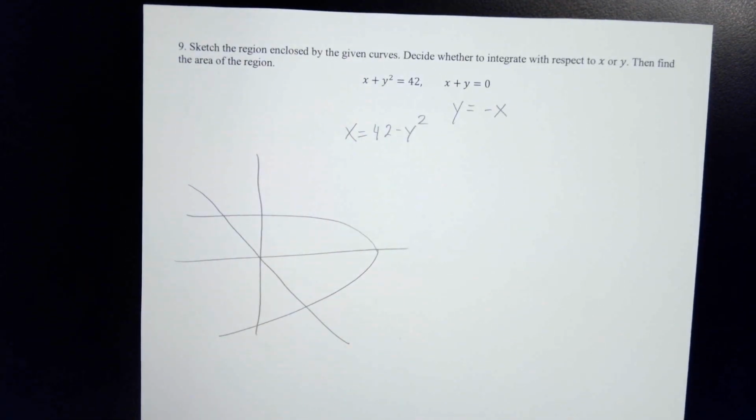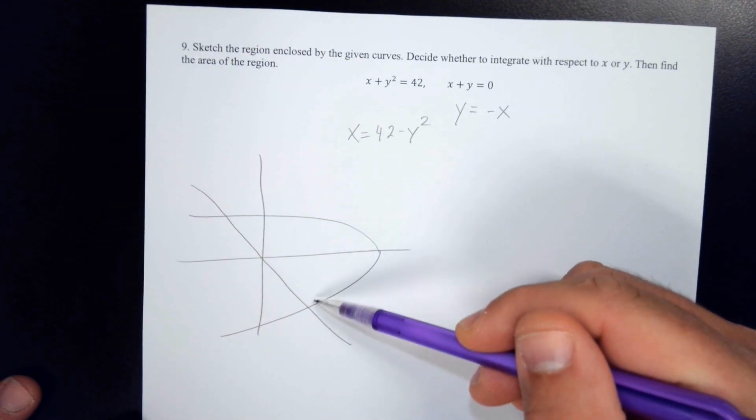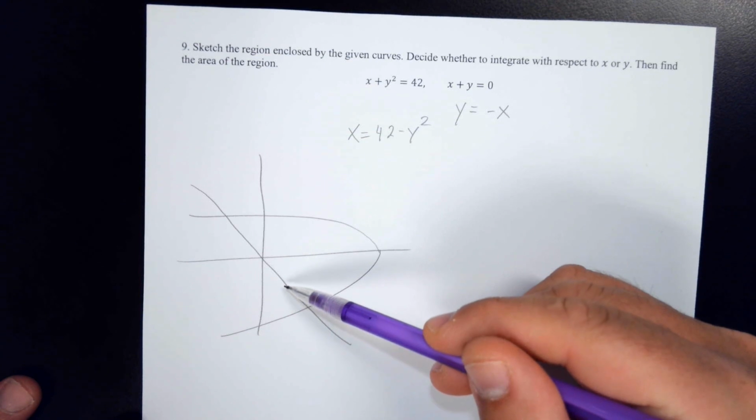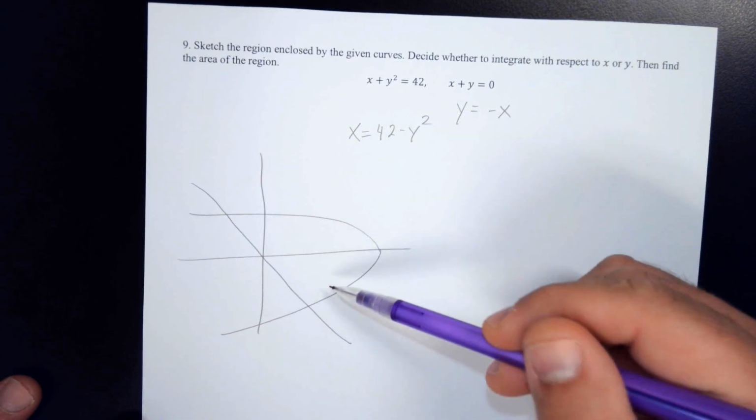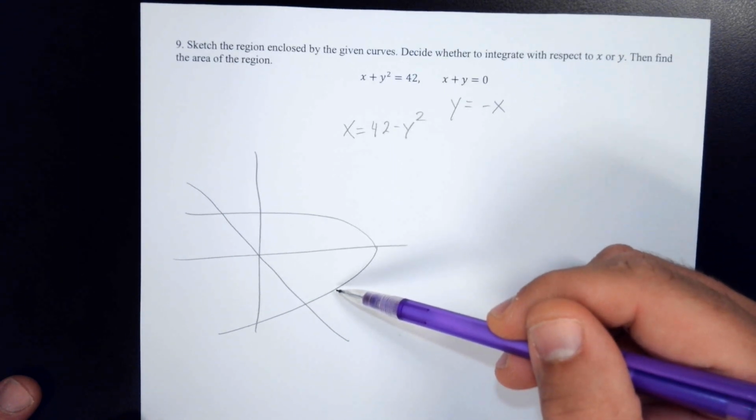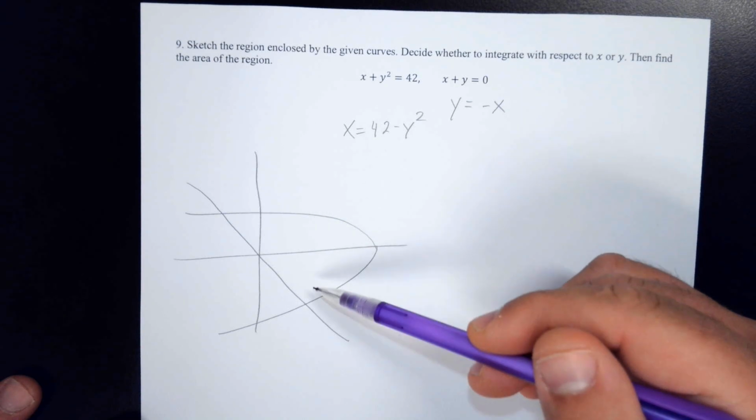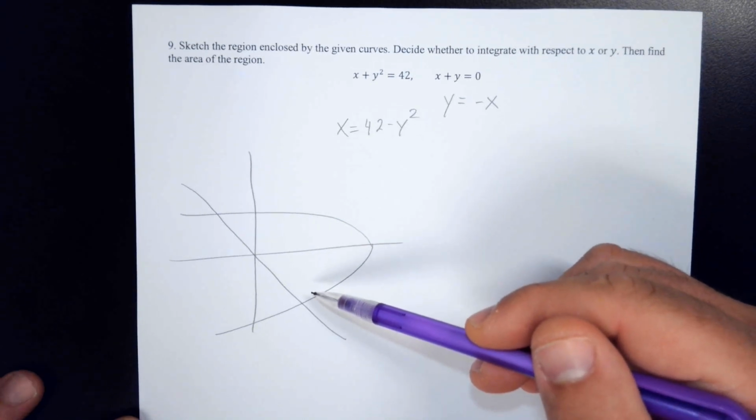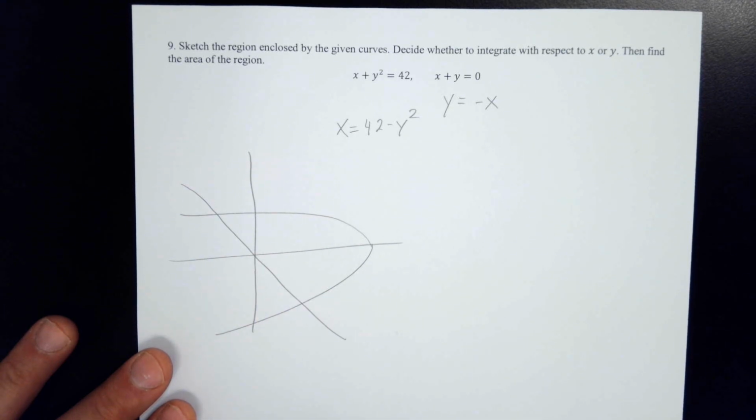And we can see that if I were to integrate top to bottom, this function minus this function, the bottom function would change. To the left of this little point of intersection, it would be over here. To the right, it would be over here. So it's probably not a good idea to integrate with respect to x, the top function minus the bottom function. It's probably a much better idea to integrate with respect to y, the right function minus the left function.